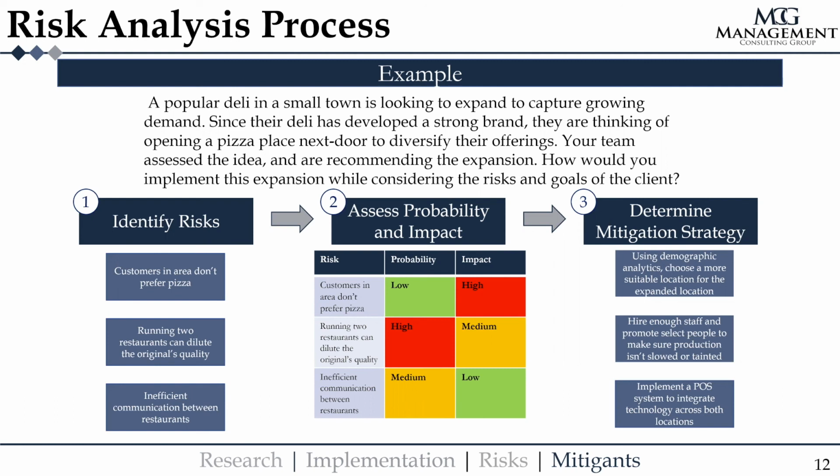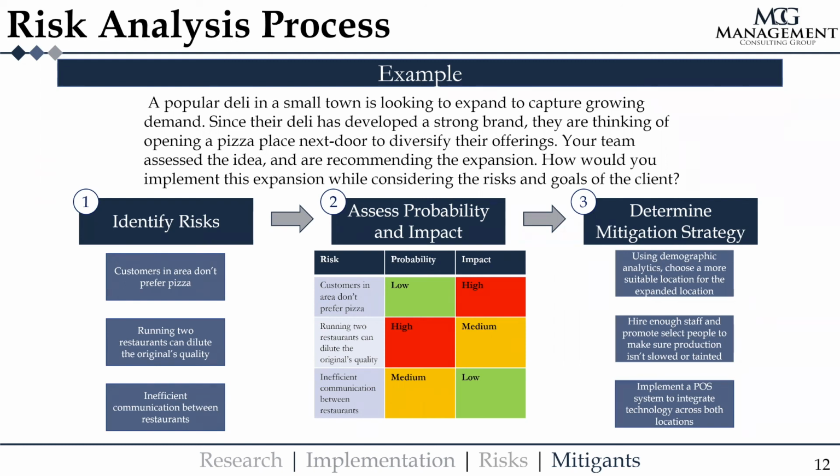Finally, inefficient communication between restaurants. Again, there's a medium chance of this happening. When you open two restaurants, obviously you can't focus on one as much, but if this were to happen, it wouldn't be the end of the world. It wouldn't be that big of a deal. So on the risk matrix, this would probably be in the green to yellow area.